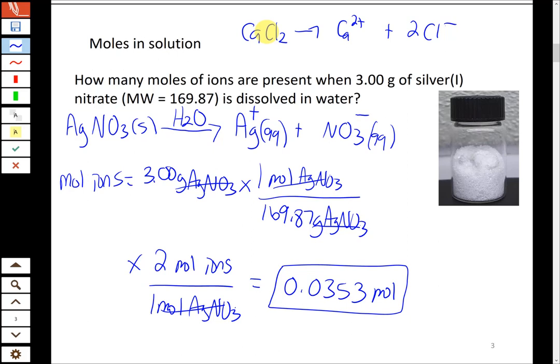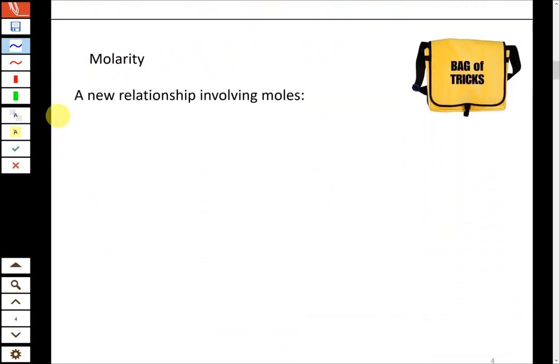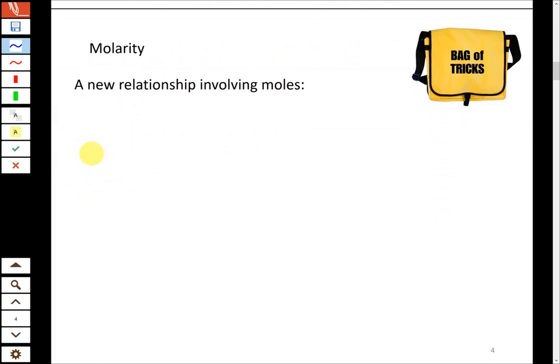Okay, so that's going to be leading into the next topic, which is again a more quantitative treatment of compounds dissolved in water, which is a parameter called molarity. So this is going to be a new relationship involving moles, so we're going to put it into our bag of tricks for relationships involving moles, because in chapter 5 we introduced a couple involving mass and number of atoms or number of molecules, and now this is going to be a new relationship that involves moles in solution. All right, so molarity is a concentration unit. It tells you how concentrated a solution is.